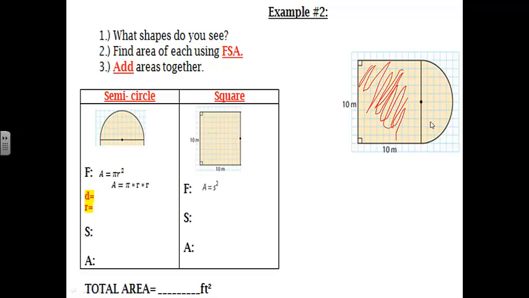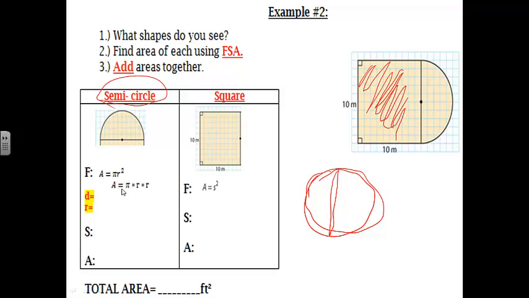And then what do you think this shape is? It is, very good, half of a circle. Okay, and we call this a semicircle. So when we have semicircles, we have to make sure we do our circle formula. So let's start with the semicircle first.